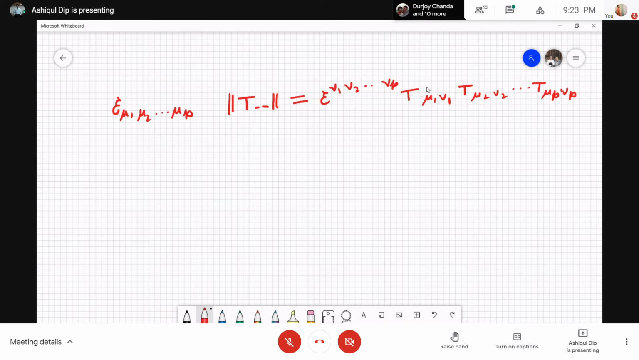So these are for lower indices. What do you do for upper indices? The same thing. If you want to take a determinant that has two upper indices in its representation, how should you write it?